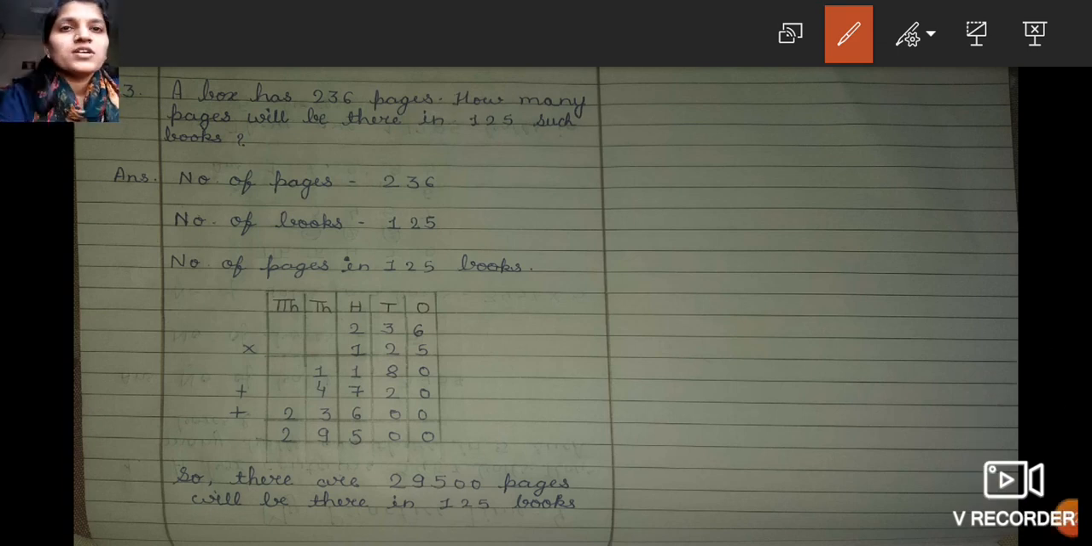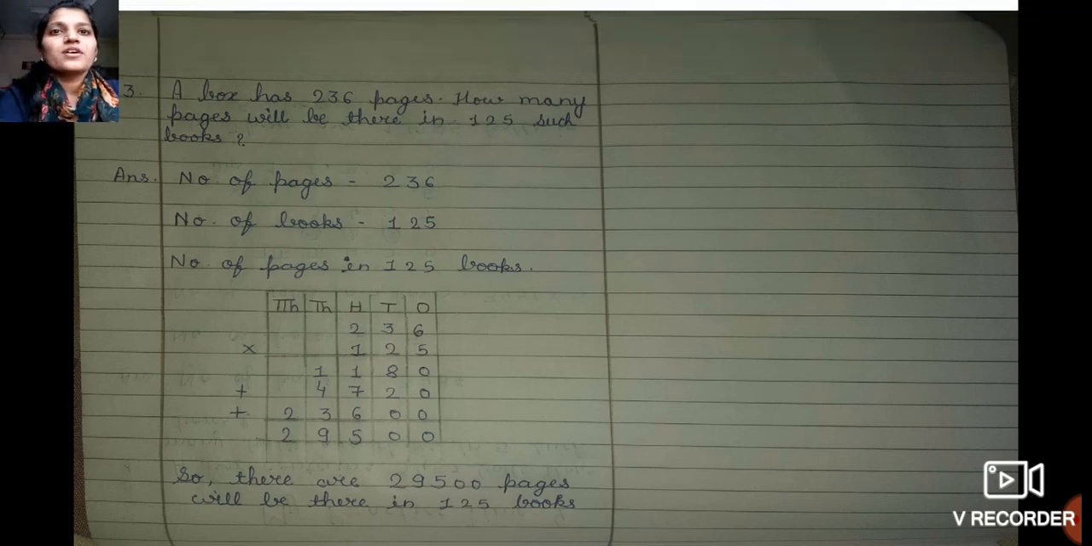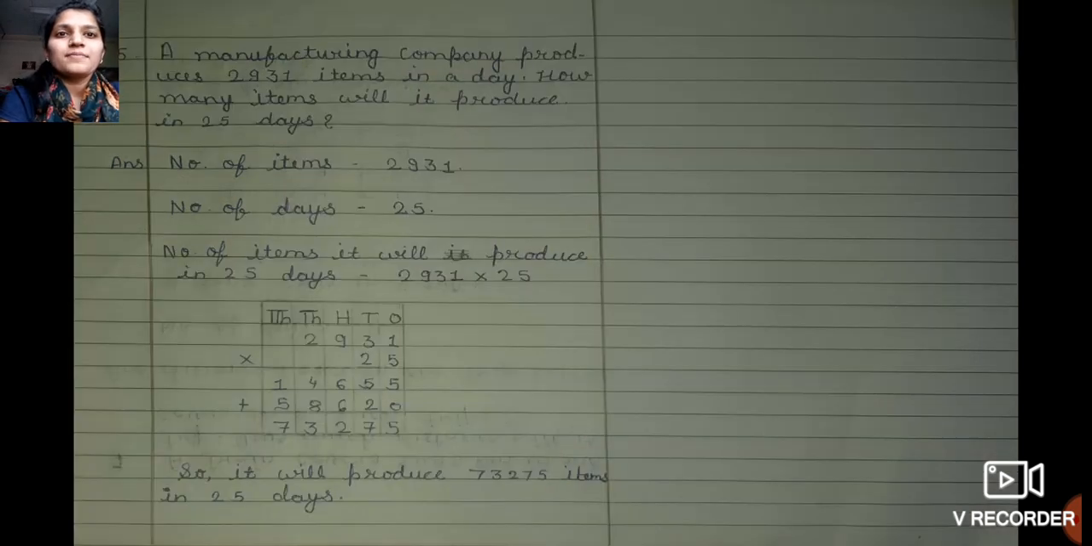29,500. So the final sentence we are going to write. So there are 29,500 pages will be there in 125 such books. Okay. So now students, let's take the next example.